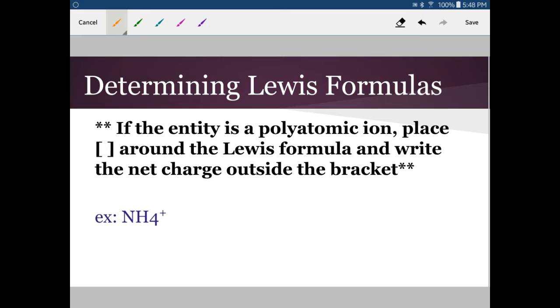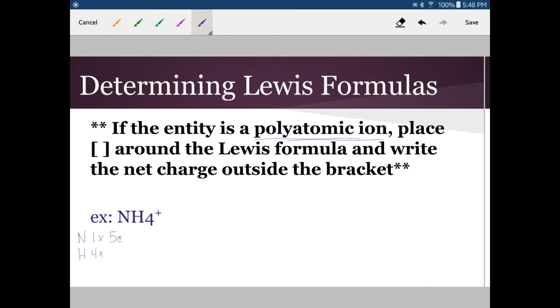Now, let's take a look at one way that this might change. If we have a polyatomic ion, we need to place square brackets around the whole Lewis formula and write the net charge outside of the bracket. So let's take a look at our example with NH4, or ammonium. I have 1 nitrogen and 4 hydrogens. The one nitrogen has 5 electrons, and each of my 4 hydrogens has 1 electron. So this gives me a total of 5 and 4.